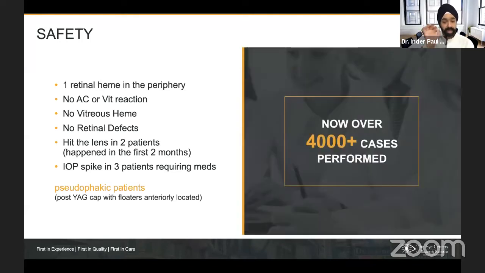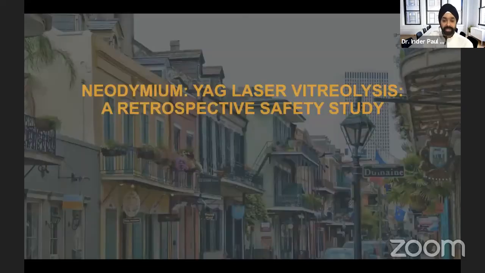And so the people who get pressure spikes tend to be patients where the floater is right behind the lens, in a YAG cap patient, where we think the floaters can go around the anterior capsule and go into the AC and block the TM. That was an older slide. I've done about 6,000 studies now.